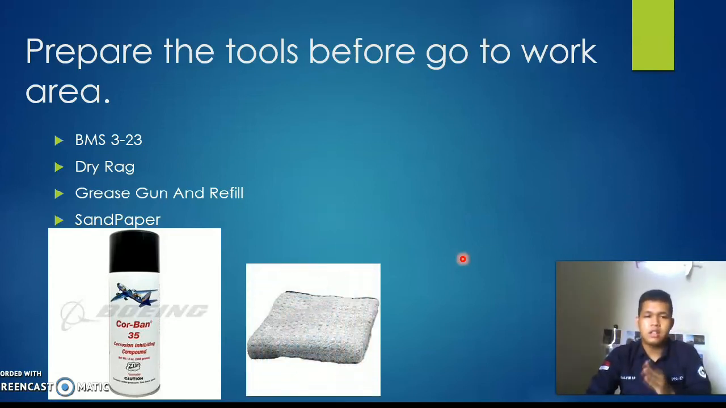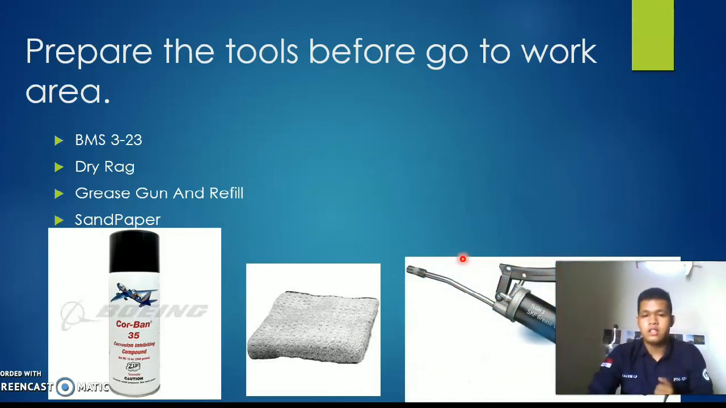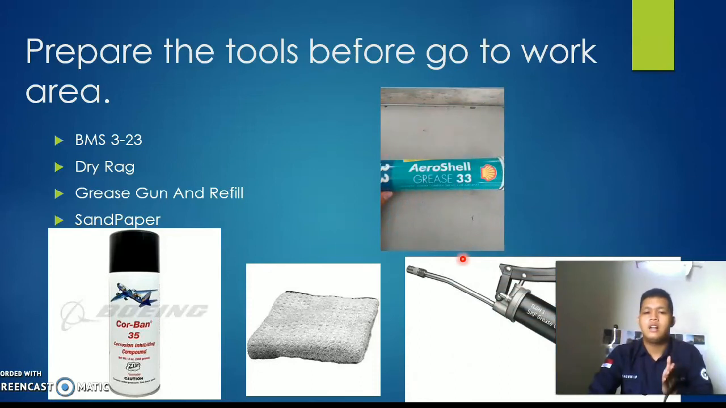This is a dry rag, or in the maintenance area we can call it majun. This is a grease gun, and this is a refill for the grease gun. This is used for the Boeing 737, Aeroshell Grease 33 from Shell.